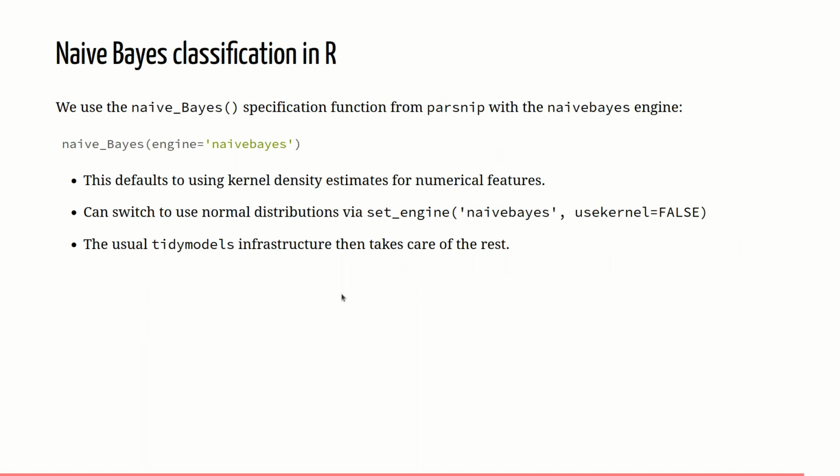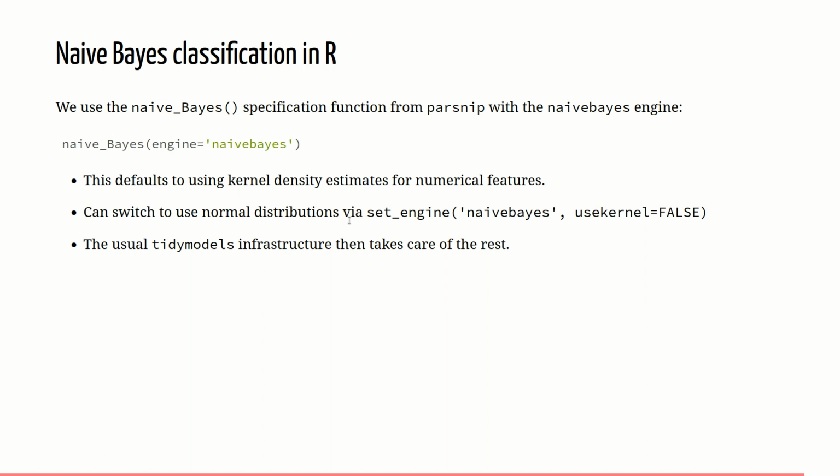So how do we do it in R? Well, there's the naive Bayes engine function in parsnip, as per usual in tidymodels. So all we do is change the model type again. What the naive Bayes function does is it actually uses kernel density estimates for all of the numeric features. You can change that, so you can use normal distributions if you like. For example, if you've plotted the data and it looks as though normal distributions are going to work, then perhaps using them might be a good idea.